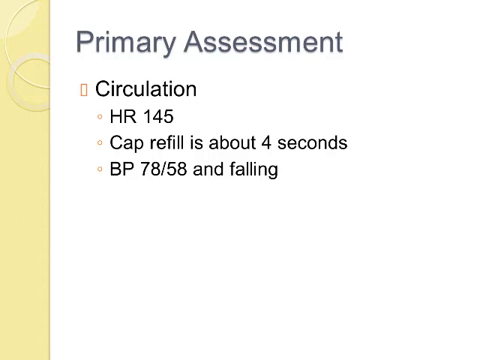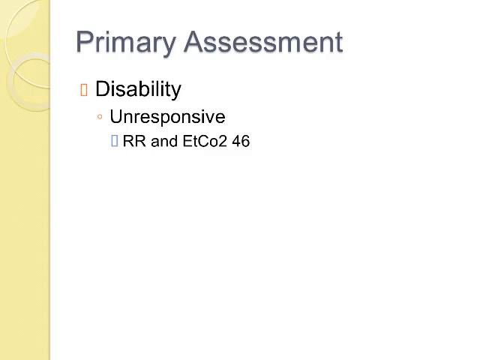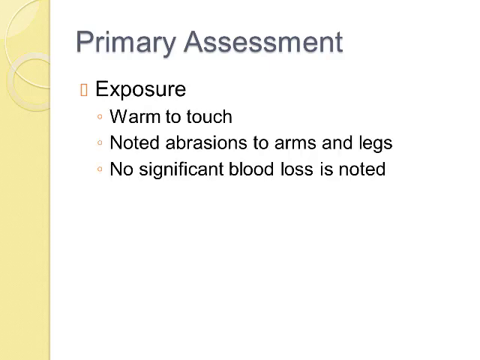Circulation is 145. Cap refill is slow, 4 seconds. And 78 over 58. Remember, he's 5, so that should be 80 systolic. So it's already a little less than the minimum range for systolic pressure, and it says falling. So factor that in with that 4-second cap refill. It's a bit of an issue there. Disability is unresponsive. That hasn't changed any, and our assisted respiratory rates are still at 20 with end-tidal CO2 now 46. Well, it's coming down. He's warm to touch. Obvious abrasions to arms and legs, chest, belly, head.